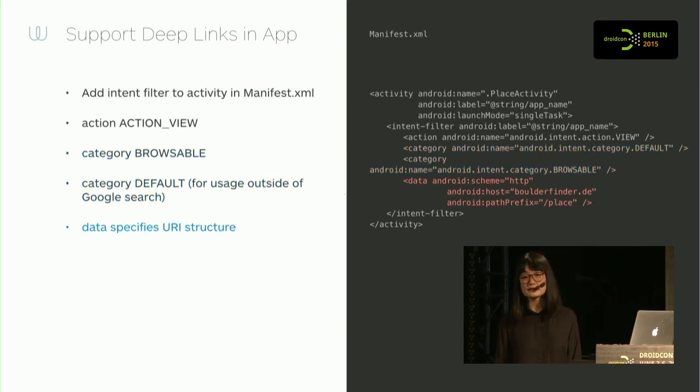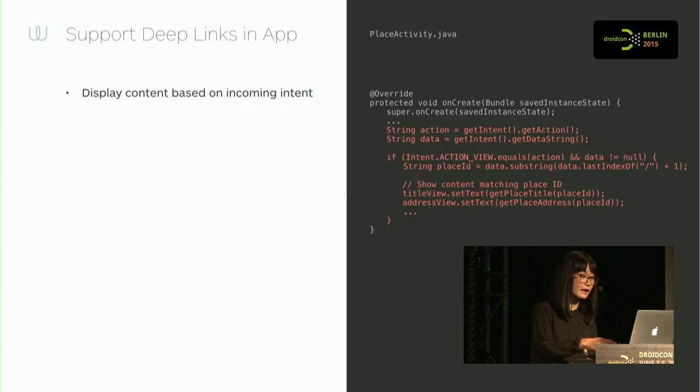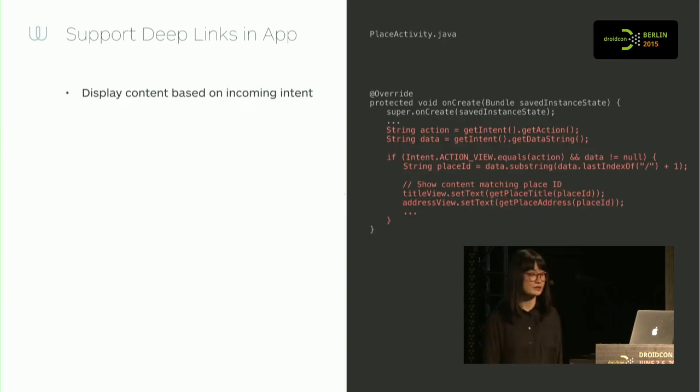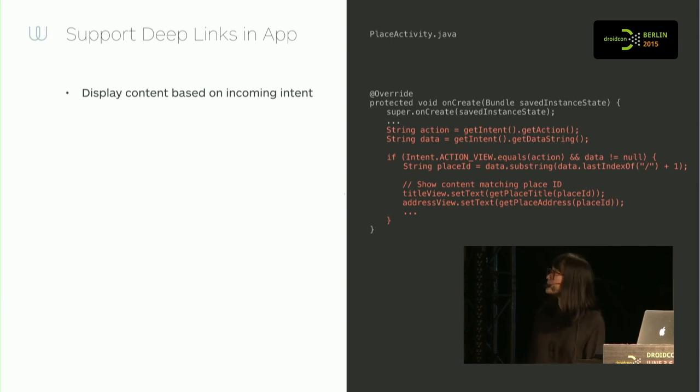And then the intent has a data element which specifies the URI of the content. So you can do it, of course, in several ways, but here I'm using a path prefix to say the path should be something like /place. And in order for the deep link to work, we need to handle the incoming intent. So in onCreate of the activity, we can check the action type of the intent and retrieve the place ID and then show matching content.